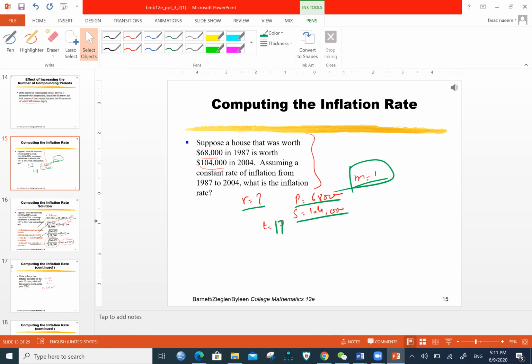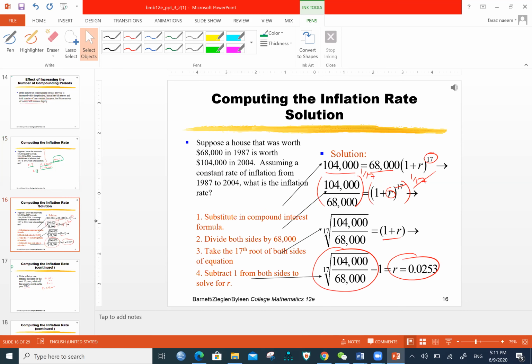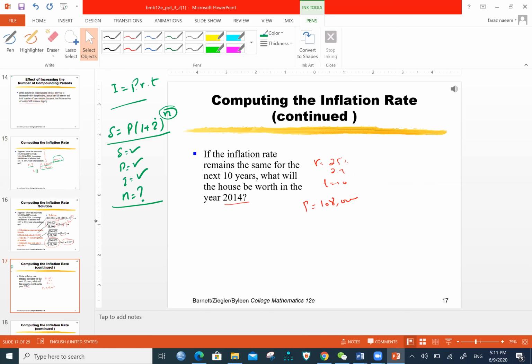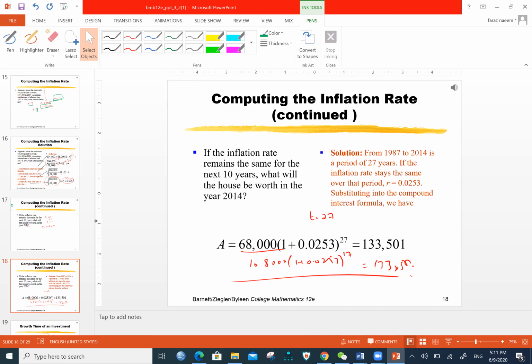Yeah, that's a bit clearer. Okay. I just need to do more problems, I think.